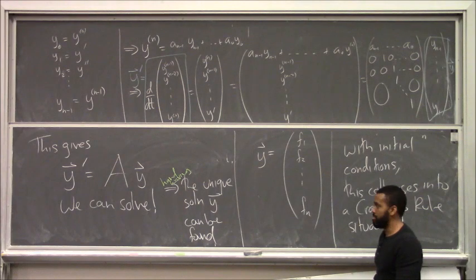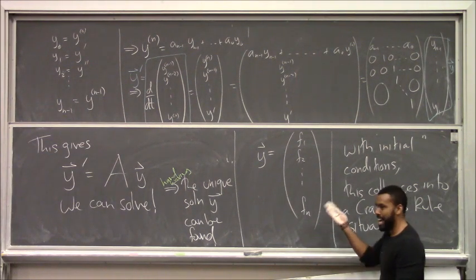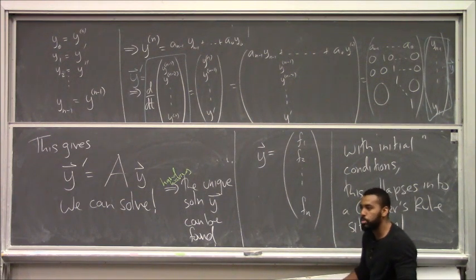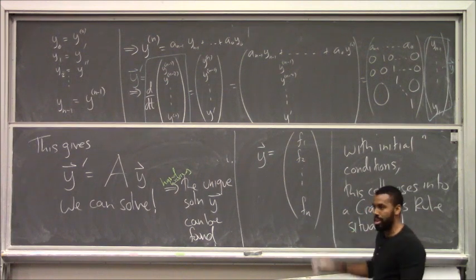Could there be less than n? No. Could there be more than n? No. It's exactly n. It's a matrix. That's what it is because of matrix multiplication, because of how matrices work. It has to be n of them.